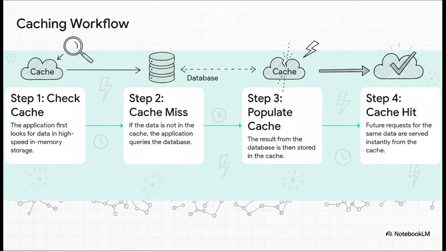Here's how it works. The very first time we need a piece of data, we go get it from the database. But then we store a copy of it in a super fast layer of memory called a cache. Now the next time anyone asks for that same data, we don't go to the database at all. We just serve it instantly from the cache. And that is dramatically faster.